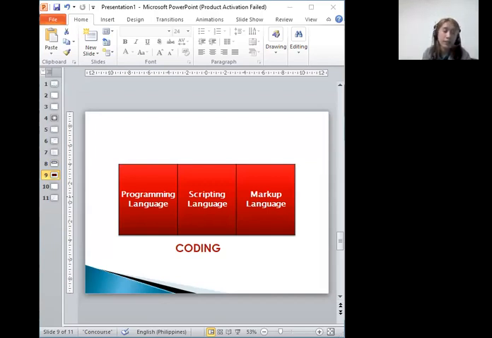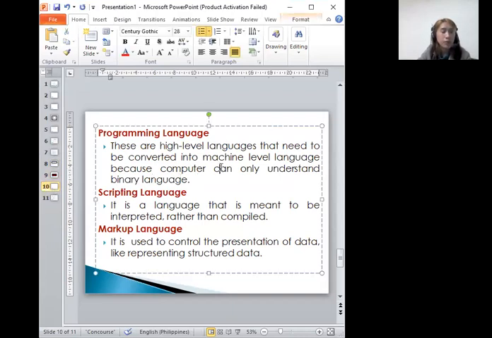And we have different types of coding. We have the programming language, the scripting language, and the markup language. The programming languages are high-level languages that need to be converted into machine-level language because the computer can only understand binary. Like I said earlier in computer language, high-level languages need a translator program. In programming languages, it's either compiled or interpreted, so we need a compiler or interpreter to convert it into machine code.